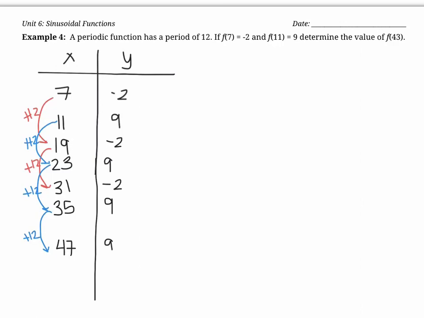So again, we're looking for 43. Adding 12 to 11 didn't give us 43. So hopefully if we add 12 to 31, we're going to get 43. So if we add 12 to 31, we are going to get 43. And we know that y value's got to be -2. So we found our answer. Ta-da! F at 43 is equal to -2.